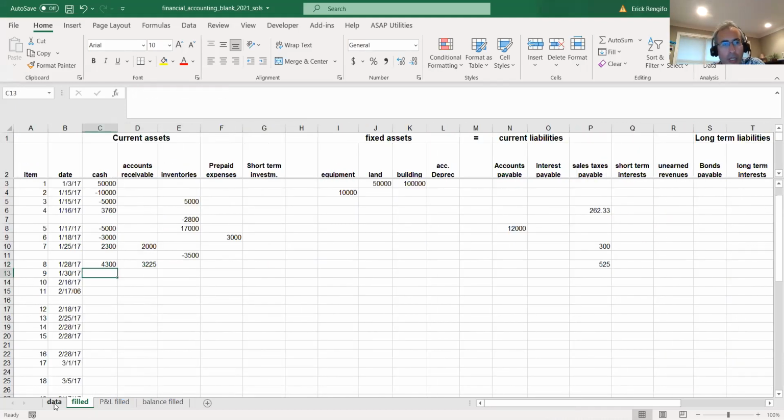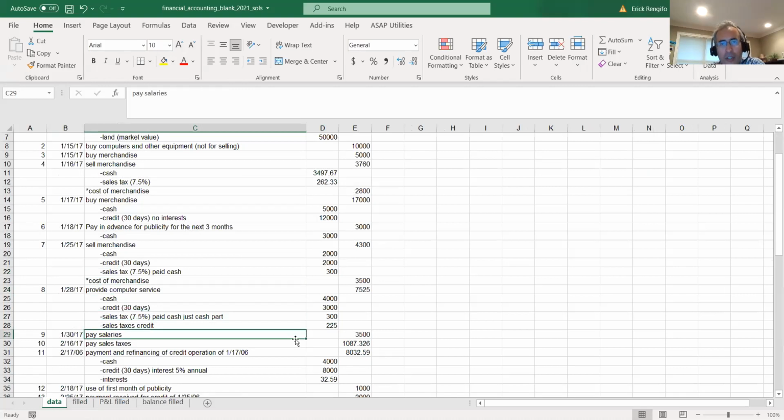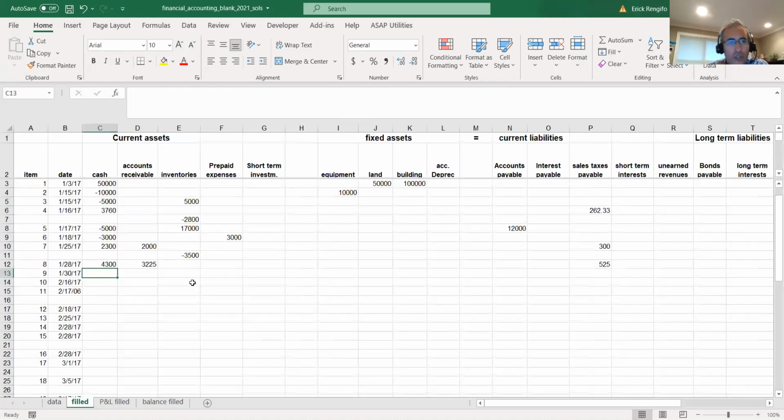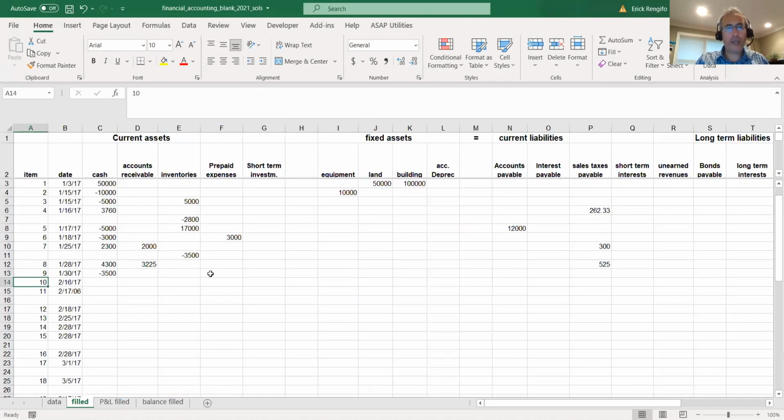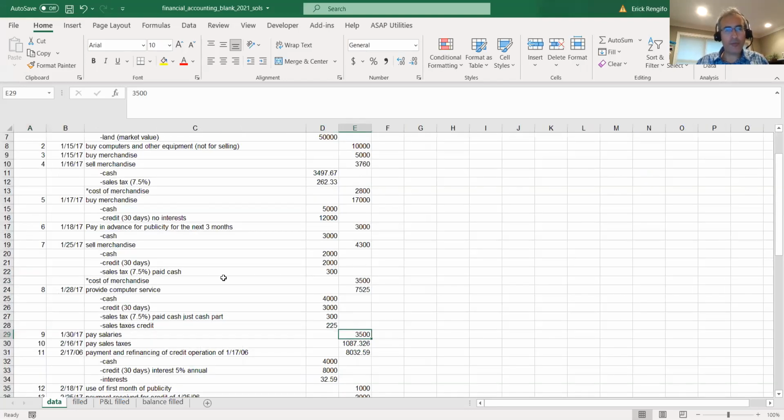So now we can do number 9. Number 9 is you pay salaries. Okay, 3,500 cash. So you pay salaries, and this goes directly to expenses. Do you agree? This is simply an expense. Okay, questions up to now?